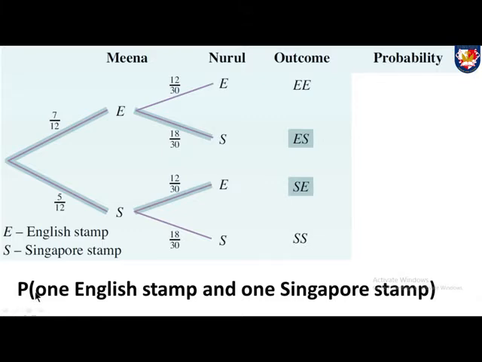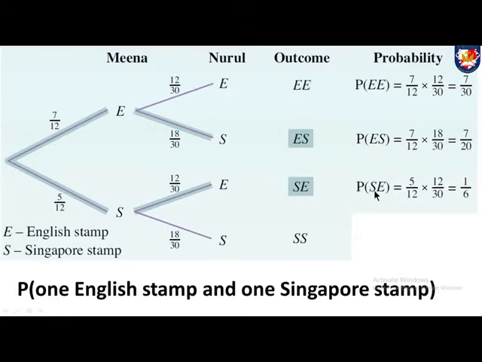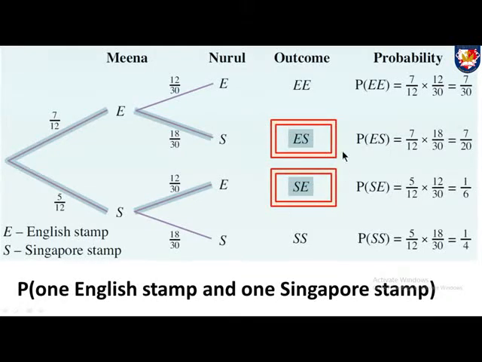So for the probability of one English stamp and one Singapore stamp: this is EE, English from Mina and English also from Nurul. This is ES, English stamp from Mina and Singapore stamp for Nurul. SE means Singapore from Mina and English for Nurul. SS means both of them got Singapore stamps. So one English stamp and one Singapore stamp, these are the favorable outcomes for that probability.